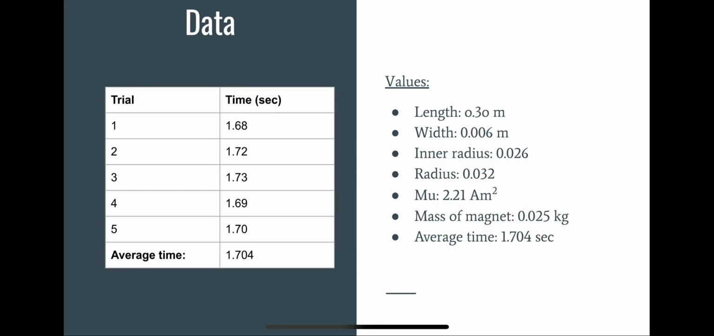And the values on the right are just the length of the tube, the width of the aluminum inner radius, and the total radius, mu calculated from lab 3, mass of the magnet, and again the average time.